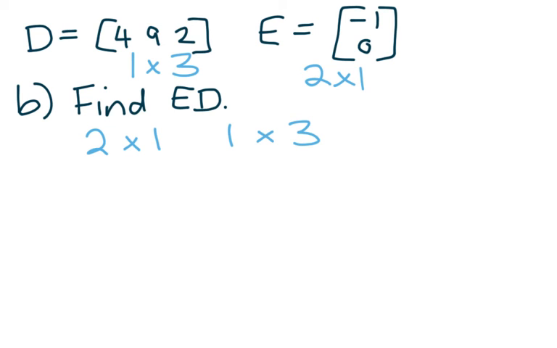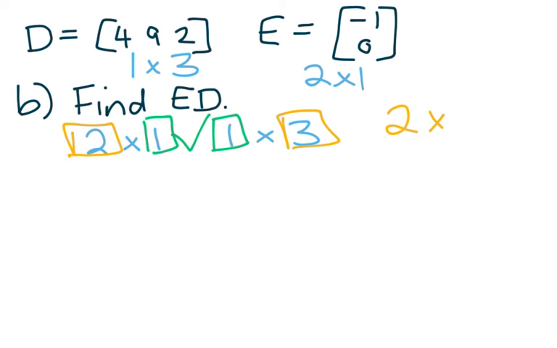And now you'll notice that the inside numbers are the same. So that means, yes, we can actually multiply these two matrices, but it has to be multiplied in the order of E times D, not D times E. And the outside numbers, remember, they tell us the order of the answer. So we're going to have a 2 by 3 matrix. So that means 2 rows and 3 columns.